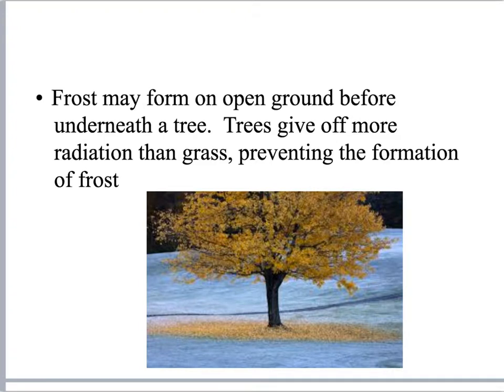And last, you might often notice that frost is going to form on open ground, fields, or on your lawn before it would form underneath the tree. This is because the tree is actually giving off radiation, more radiation than the grass, preventing the frost from forming. Remember, all objects which have a temperature are going to emit some form of radiation. This tree is emitting more radiation than the grass is.